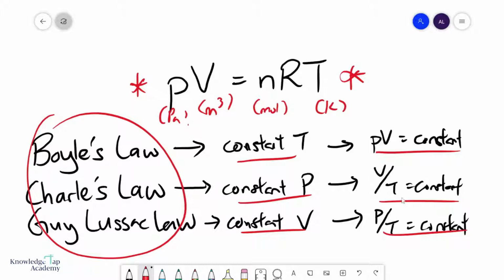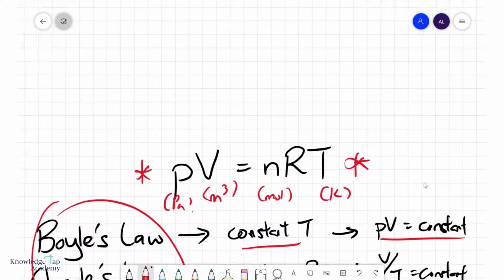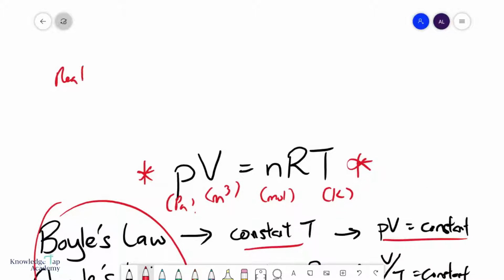Now, this is a very basic law, all right? So ideal gases should obey this for all values of P, V and T. If you are a real gas, in other words, a gas that is not ideal, your behavior tends to an ideal one as the temperature goes up and also as your pressure goes down.